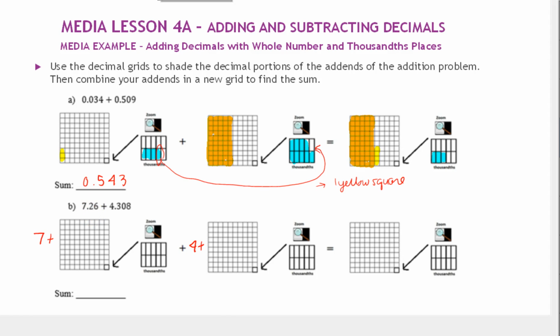So we have 26 hundredths, or 2 tenths and 6 hundredths, so 6 yellow squares. The next decimal is 4 and 308 thousandths, which is 3 tenths. Zero yellow squares, and then 8 hundredths. So 1, 2, that would be 8.